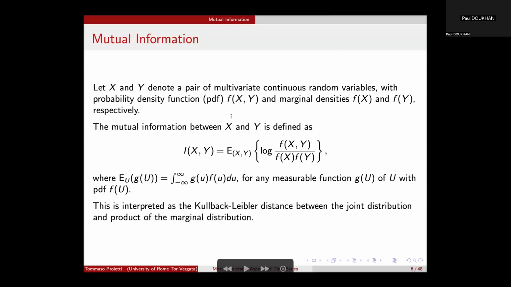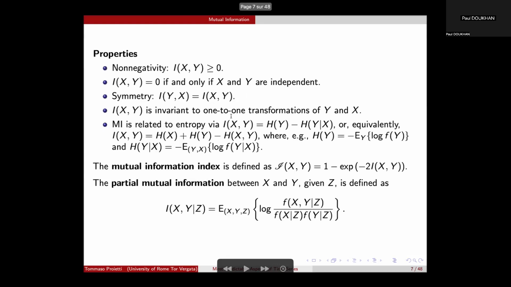Okay. So just a quick review of the mutual information. Suppose that we have vector random variables x and y, characterized by a joint PDF f of x and y, marginal densities f of x and f of y respectively. Then the mutual information between the two vector random variables is the expected Kullback-Leibler divergence between the joint and the product of the margins. So it's this measure of dependence, which has certain nice properties.